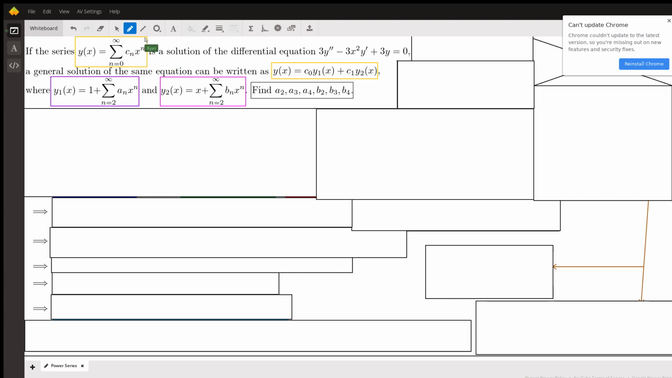And the second thing I'd like to point out is this equation: each of the terms on the left have a factor of 3. So to make all the calculations easier, dividing both sides by 3 to start off with is going to be really helpful. So we get y'' minus x squared y' plus y equals 0. It's just another way to write this equation more simply.